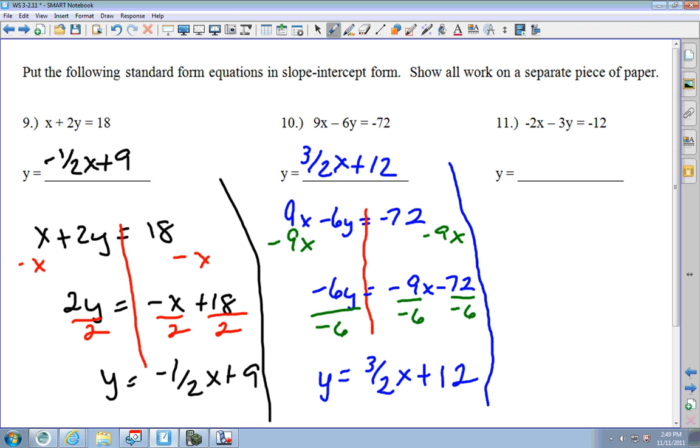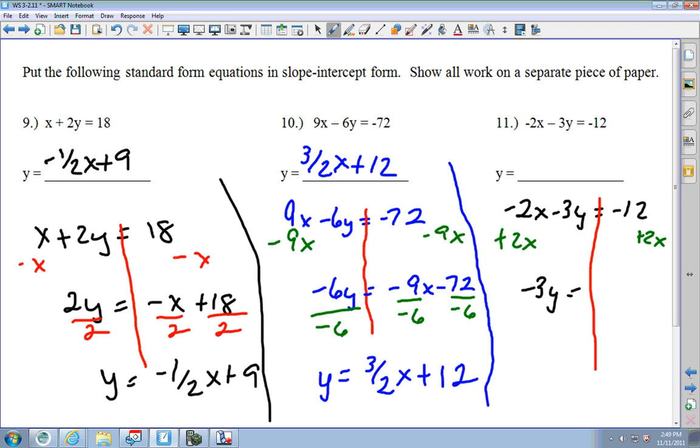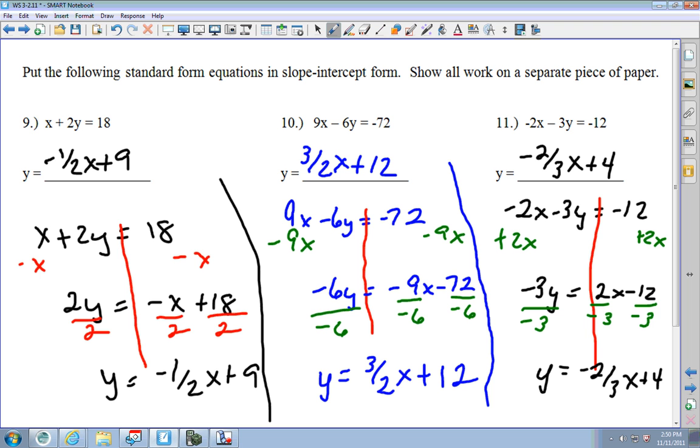Next one, I have negative 2x minus 3y equals negative 12. I'm going to add 2x to each side. I get negative 3y equals 2x minus 12. I'm going to divide by negative 3. Y equals negative 2/3 x plus 4. That's what you should have for slope-intercept form.